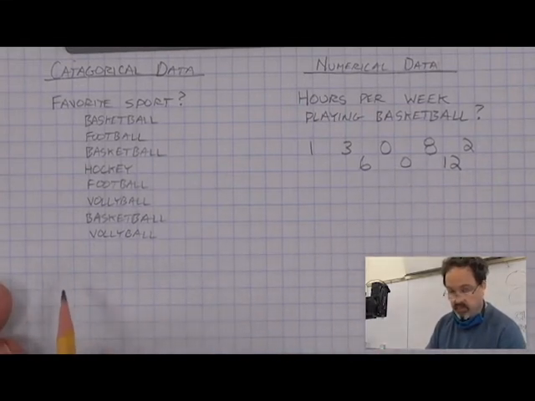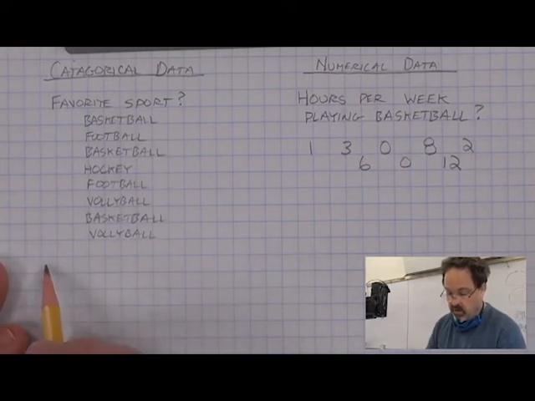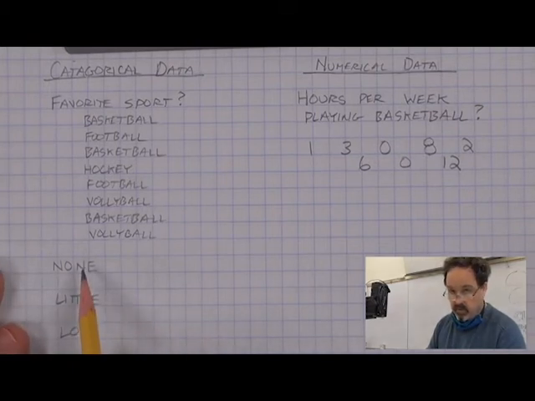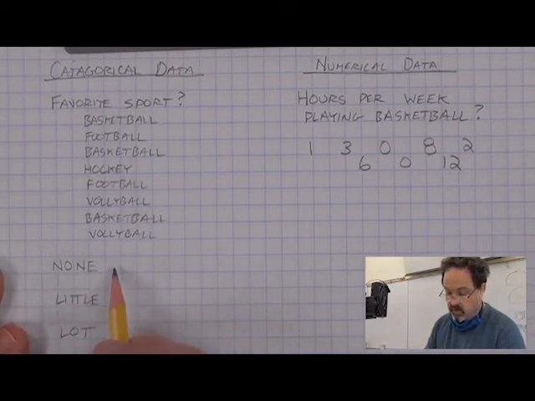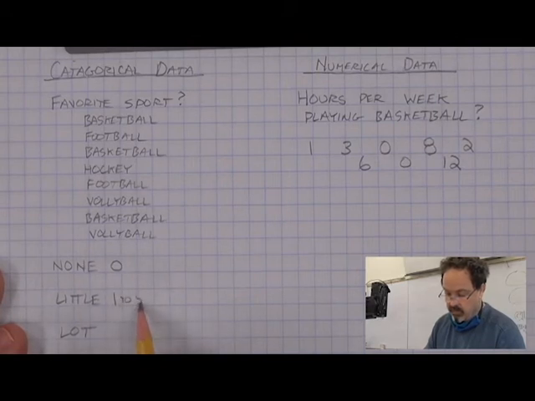So I'm going to record that. The first thing I'm going to do is write down the categories that I chose. I chose none and little and a lot. And what I mean by belonging to the category of none is no basketball, 0 hours played. And belonging to the category of little, that is 1 to 5 hours. And to belong to the category of a lot of basketball, it would be 6 or more. So I'll say 6 plus.